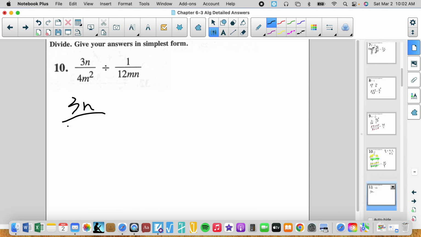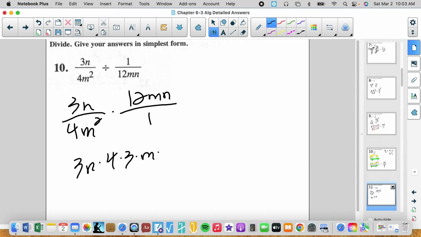3n over 4m squared. Now here's another thing. So 3n times 4 times 3 times n over 4 times m. My 4's are going to cancel, and m is going to cancel. M is going to cancel, and that's it. Nothing else canceled. I almost got ahead of myself.